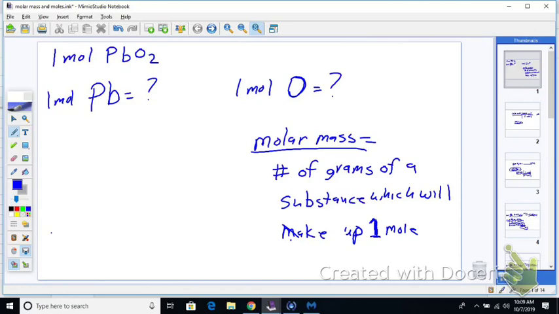Molar mass. All it says, this is the weight of 1 mole of the substance. And 1 mole is a certain number of molecules or atoms. And that number is 6.02 times 10 to the 23rd. Okay? So, we've done this before. This was on the assignment before this last one.